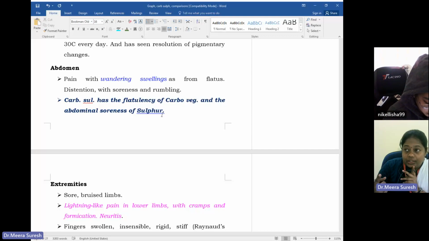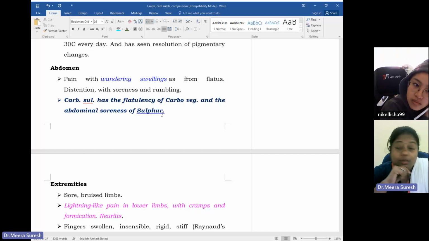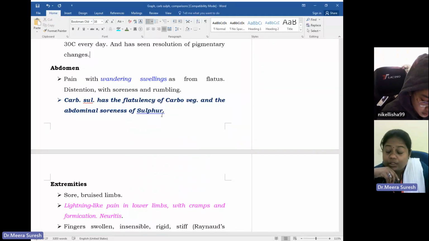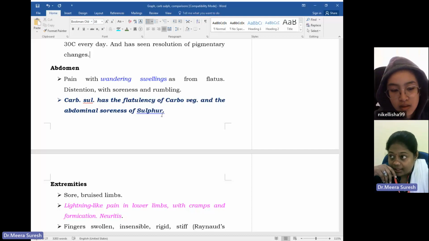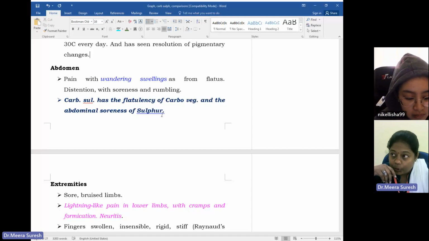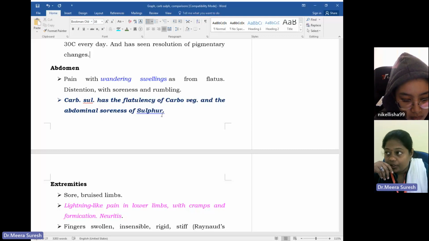So the condition where there is hepatomegaly, and they have used the drunkard's complaint, the cholelithiasis, cholecystitis, everywhere where the portal vein is affected, sulfur can be thought of, because it's a good remedy for the venous congestion. So carbonium sulfuratum has that flatulency of carbo veg and also the soreness of sulfur, and it is not that particular soreness, but the venous congestion. We can connect it to the venous congestion of sulfur, which we can see in carbonium sulfuratum also. Otherwise, per se, abdominal complaints are not much important for carbonium sulfuratum.